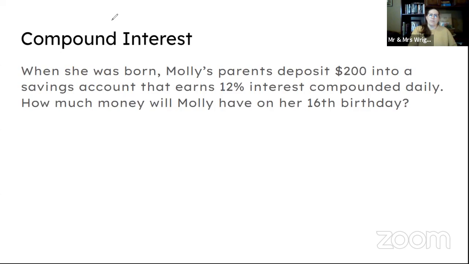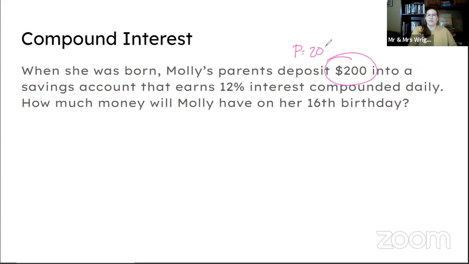All right, welcome back. Molly's parents deposited $200. That means P is going to be 200. It earns a rate of 12%. R equals 0.12 because I need that as a decimal, right? I know that it's compounded daily, so N is going to be 365, and T is always going to be in years. So I'm going to have A equals 200 times (1 plus R, 0.12 divided by 365) to the power of 365 times T.